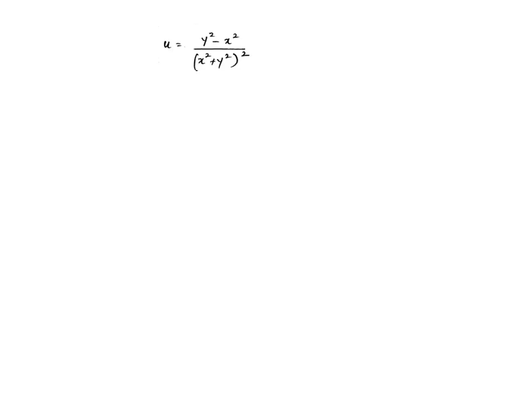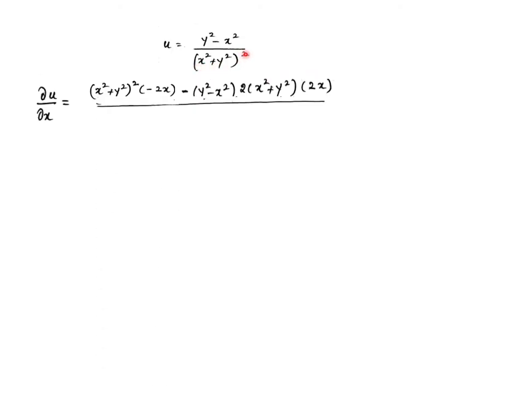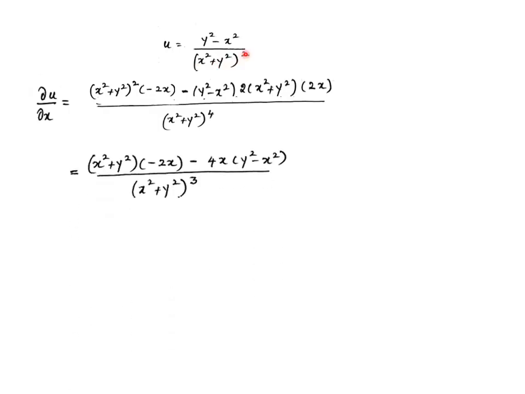When you write ∂u/∂x, it is the denominator times the differentiation of the numerator, minus the numerator times the differentiation of the denominator, divided by the denominator squared. So now taking the denominator, that is (x² + y²)². The differentiation of the numerator: y² differentiates to 0, and the differentiation of minus x² is minus 2x. So here minus, the numerator times the differentiation of the denominator, which is 2 times (x² + y²) times 2x, divided by the denominator squared, so it is (x² + y²) to the power of 4.